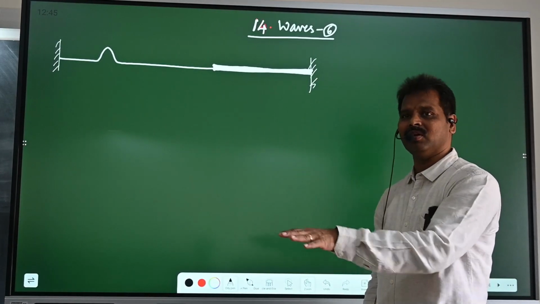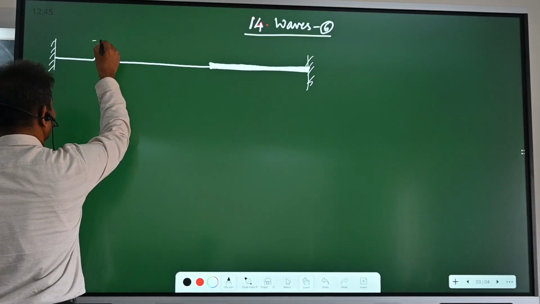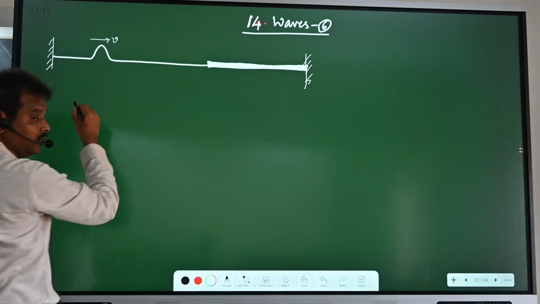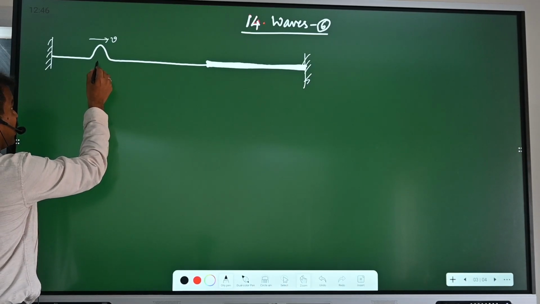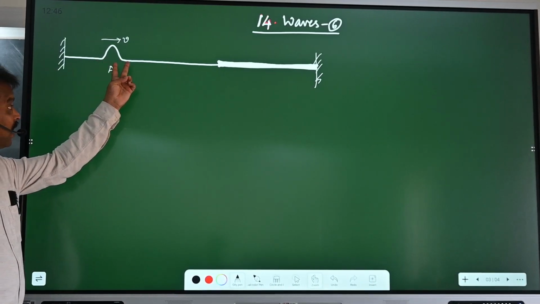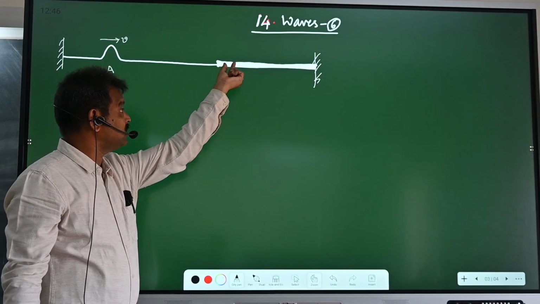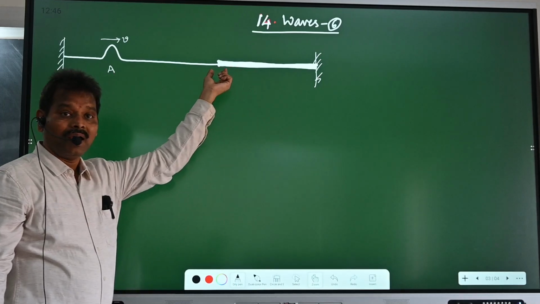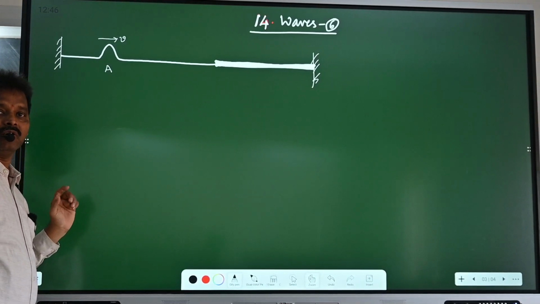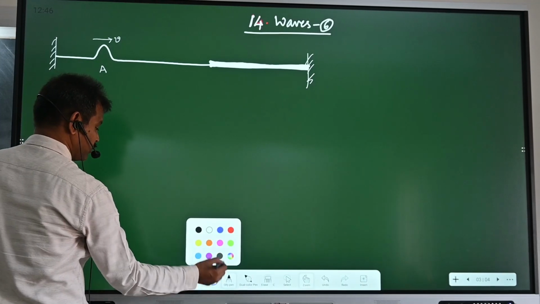Both are made of the same material only, but there is a difference here. So here, when it is traveling with a velocity v, and the amplitude of this one is, let us say, capital A. Now this pulse is traveling like this. After striking this one, what happens? Some energy will be transferred into this one, and some will come back. So from where to where is the pulse traveling here? Rarer to denser or denser to rarer?